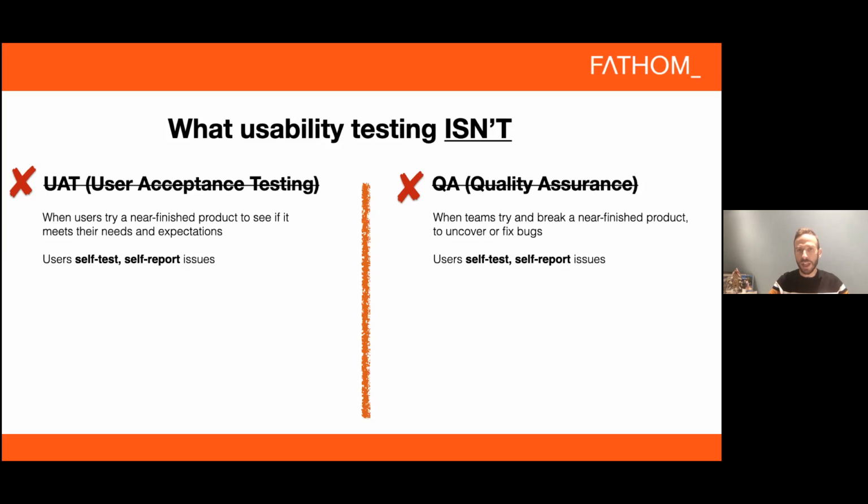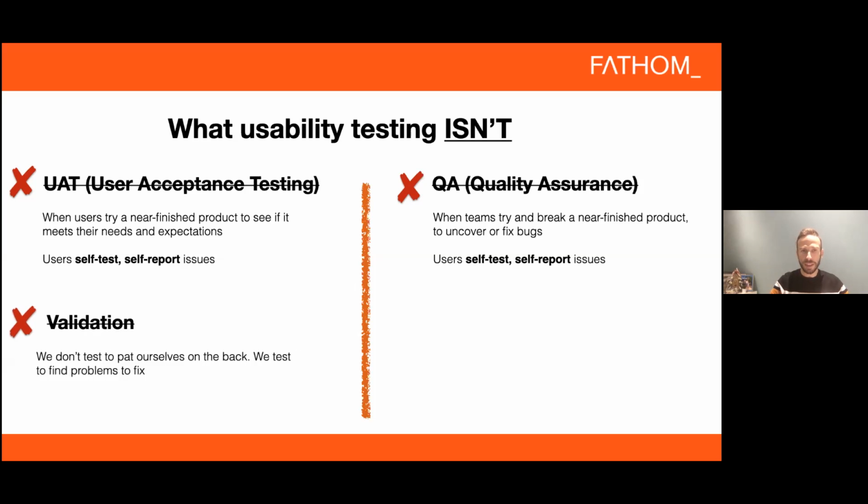It also isn't QA, which is quite similar to UAT, sorry, but it's not QA where, again, internal teams try and spot bugs and fix things. That's a self-ethnographic method to improve quality of a product from the perspective of the product design team. So it's not QA.